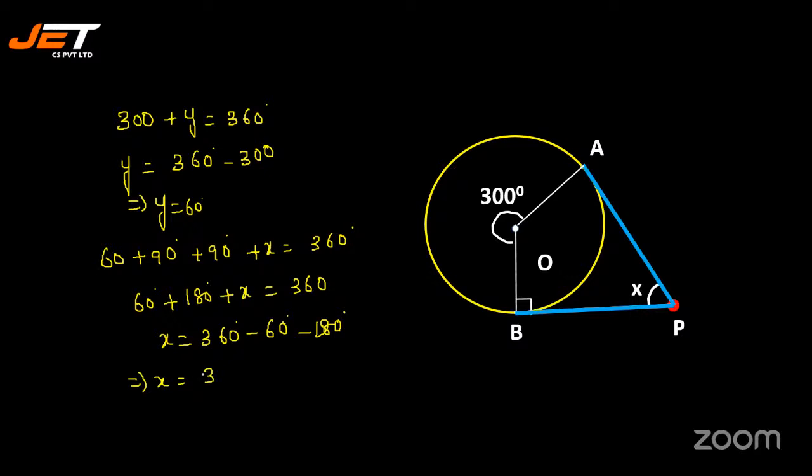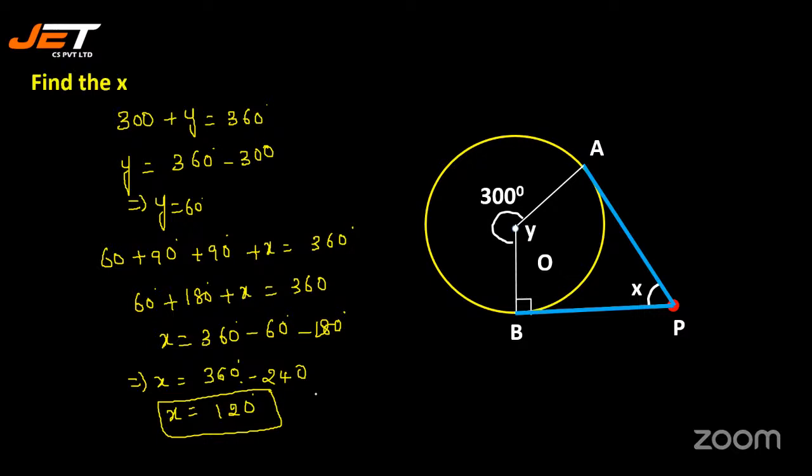So that is 360 minus 240, which implies x is equal to 120. So the value of x will be 360 minus 240, it would be 120 degrees. Okay. So, hope this is clear and you all are getting the same answers. Yes. See the next question.